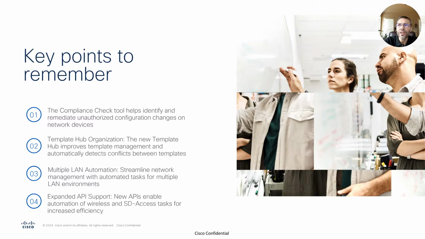So hopefully you guys found today's information valuable, and it encourages you to upgrade to the newer version. The 2.3.7.9 is our new golden image release. And I look forward to answering questions, and hopefully you guys are enjoying the use of Catalyst Center. And if you're not, hopefully this entices you to do that.